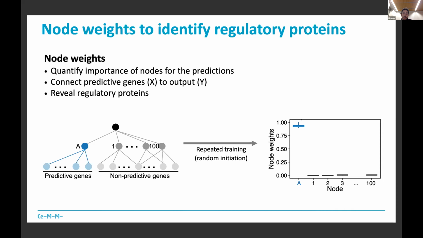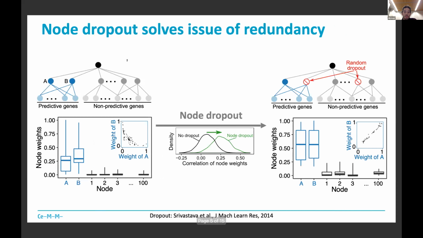So with this, basically, we have the tool in hand to interpret these networks. But I found two challenges that need to be overcome in order to really get meaningful interpretations. And so one comes from this repeated random initiation, because in theory, this could produce different results every time. And this is a problem if we have redundancy.